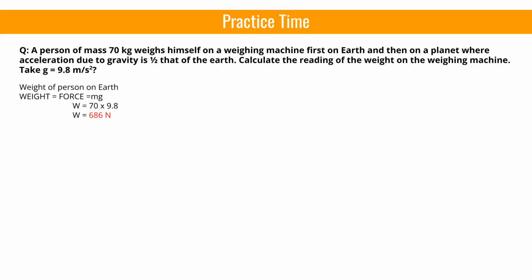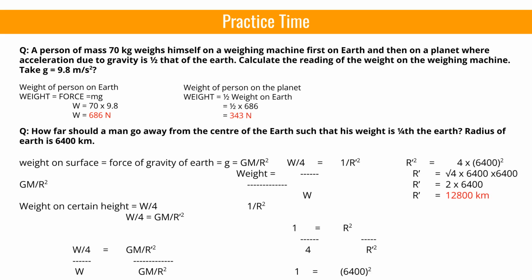We first calculate the weight of a person on Earth, then calculate their weight on a planet where the acceleration due to gravity is half that of Earth. We also determine how far a man must go from the Earth's center to quarter his weight.